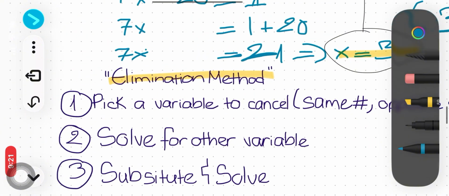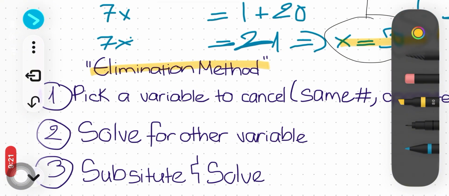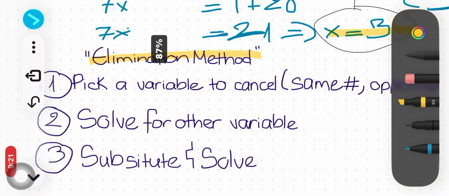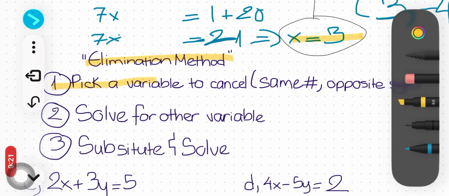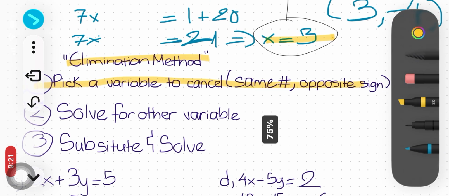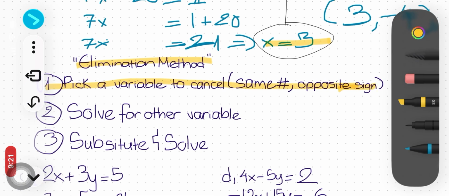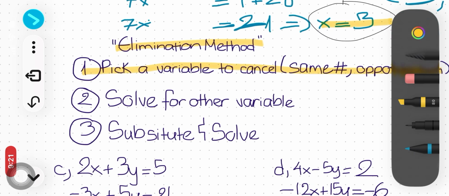Now we'll come to the next method, which is the elimination method. The first step is to pick a variable to cancel, which has the same number but the opposite sign. Then we just solve for the other variable and then substitute and solve it.